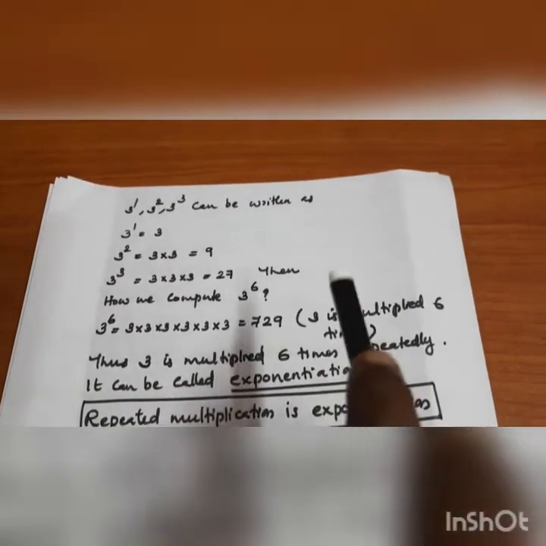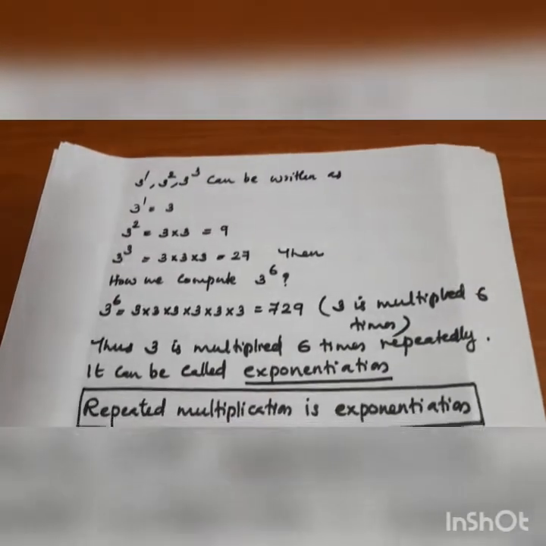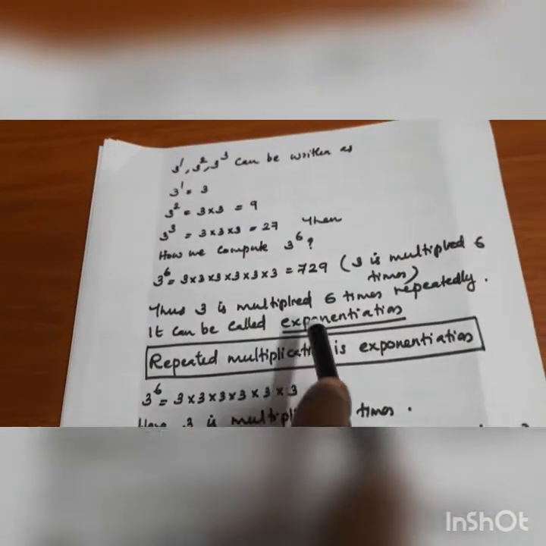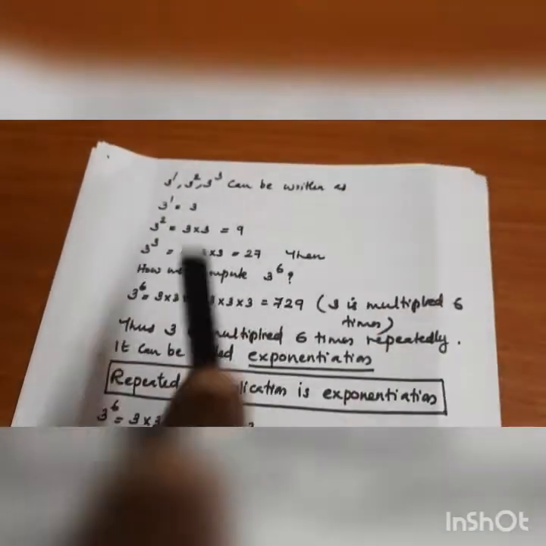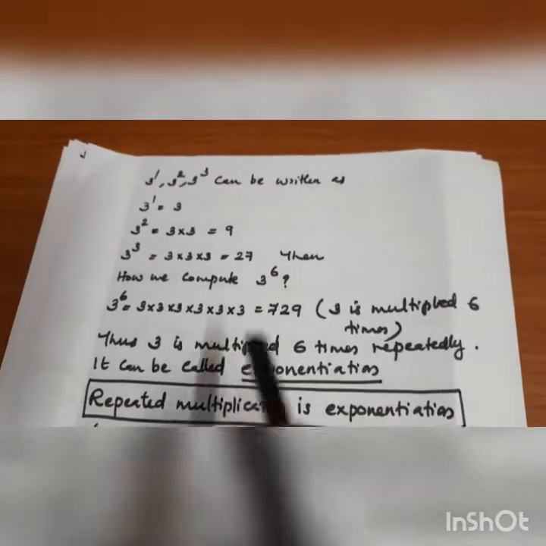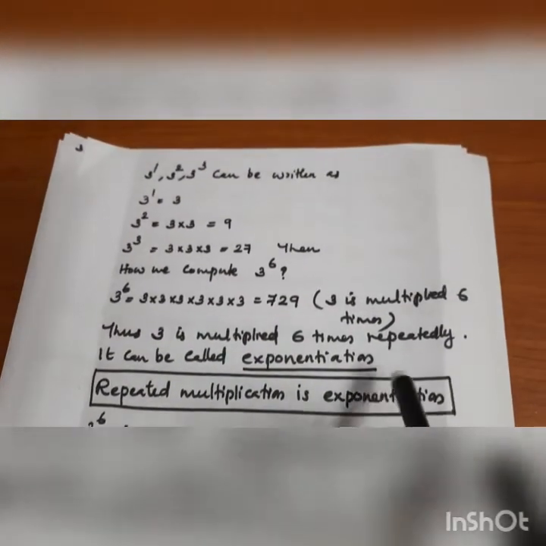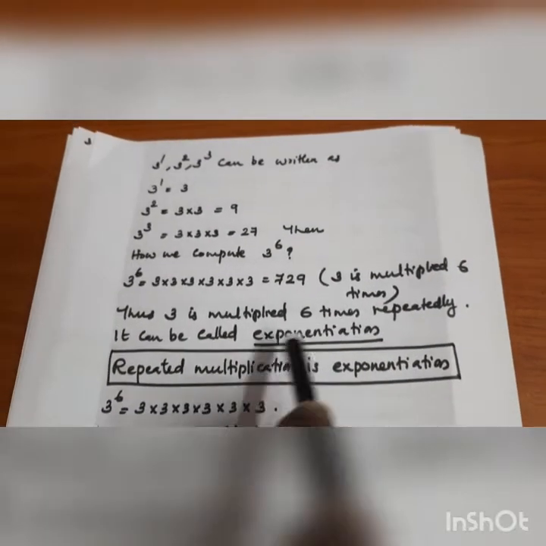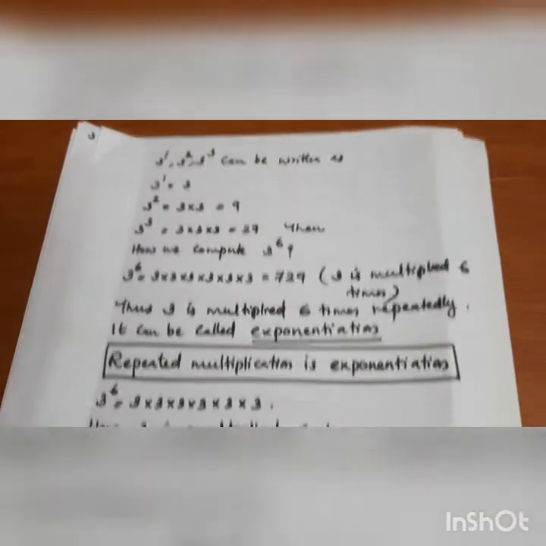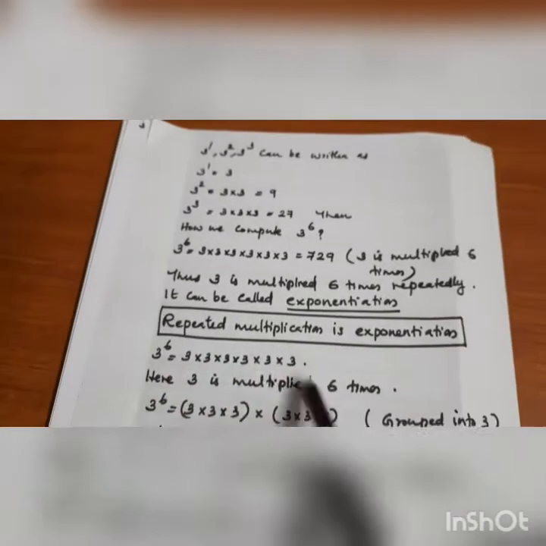Thus, 3 is multiplied 6 times repeatedly. That can be called exponentiation. That means repeated multiplication is called exponentiation. Repeated addition is multiplication, and repeated multiplication is exponentiation. Here, the exponent is the number of times the number is multiplied. Then 3 raised to 6: 3 is multiplied how many times?